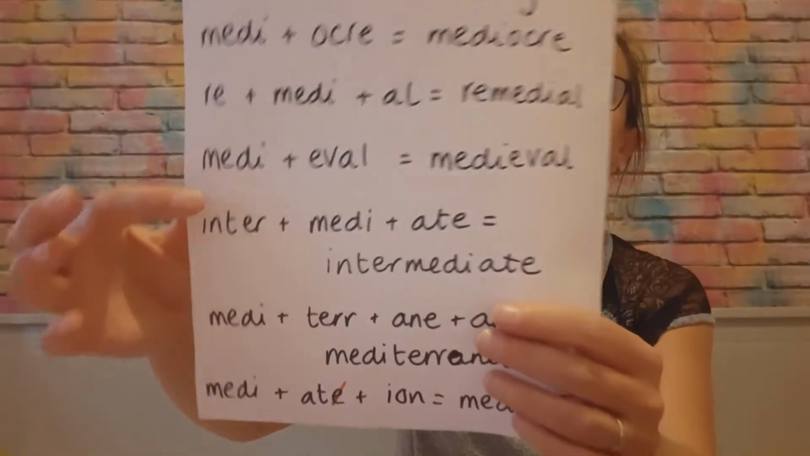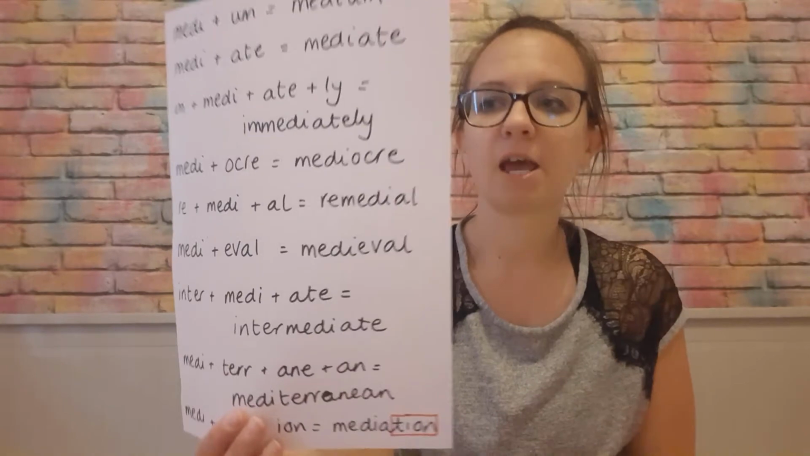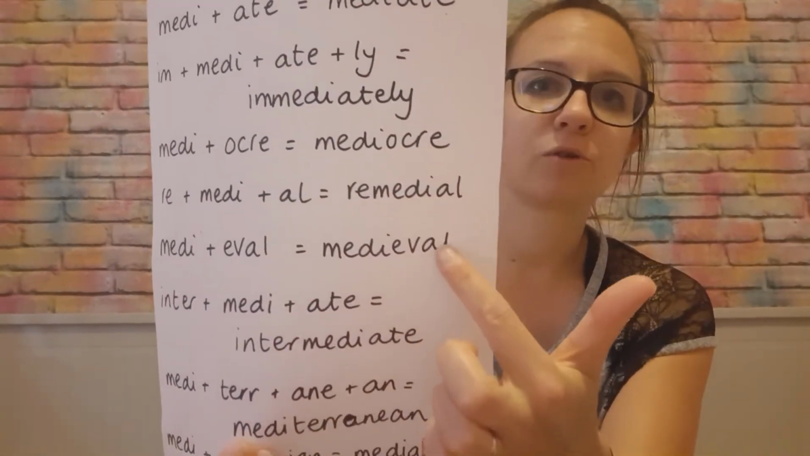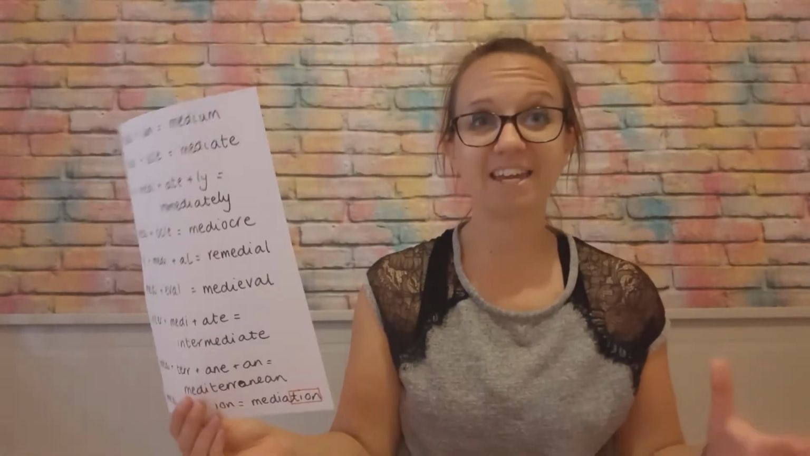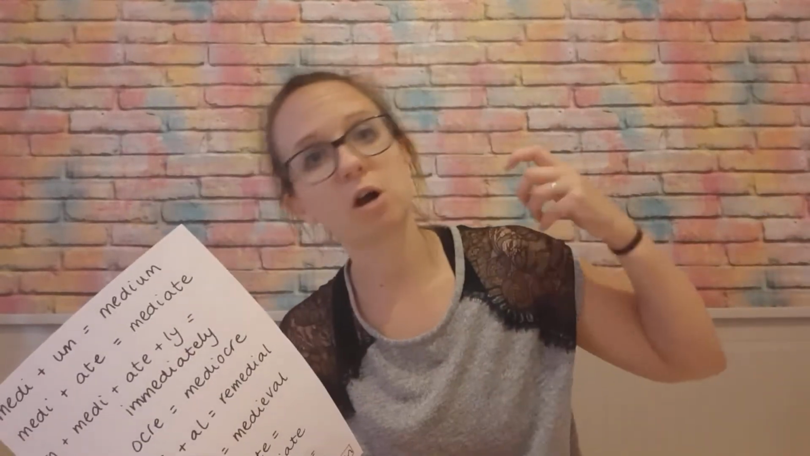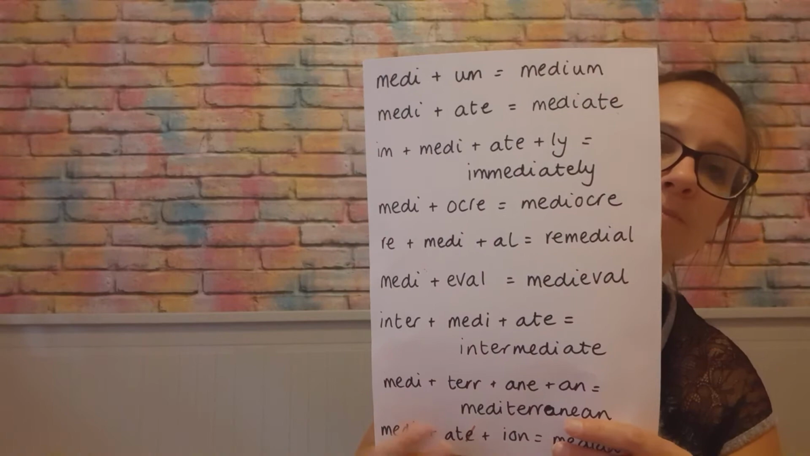Okay, but this one, we're back to here now. So medieval. This evil here, because it's not evil like, I'm an evil genius. It's got an A, not an I. So this evil here relates to the age. So medieval is literally the Middle Ages. So in history, when we talk about the Middle Ages, that's the medieval period, and we have medieval architecture, medieval buildings. That is to do with a period in history there, the Middle Ages.